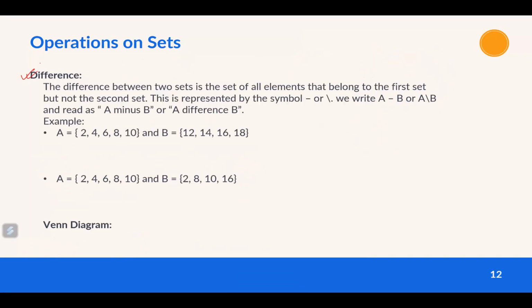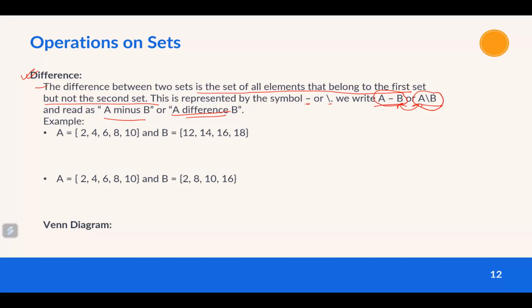So the next operation which we perform in sets is known as the difference operation. So this is a little bit tricky. What is the difference operation? First I'll read out. The difference between two sets is the set of all the elements that belong to the first set but not the second set, and we represent it by a minus sign or a backslash. So it is written as A minus B or A backslash B, and we call it A minus B or A difference B. Both of these represent the same thing.